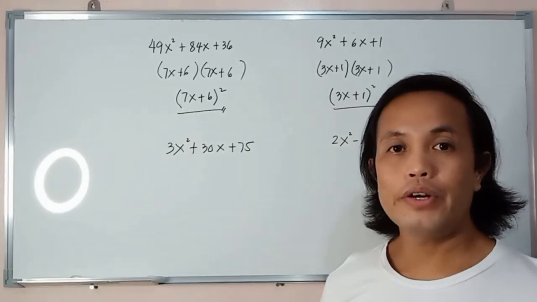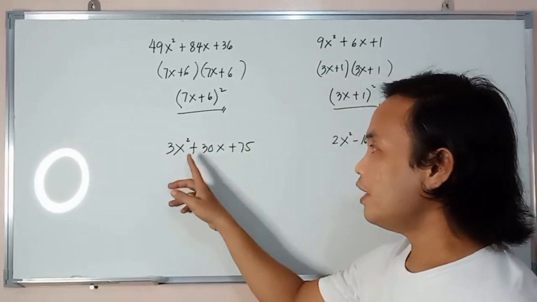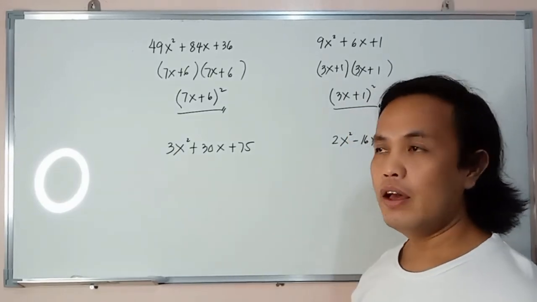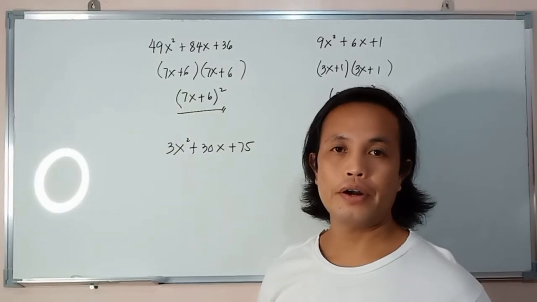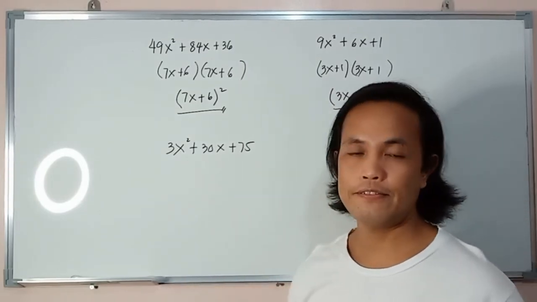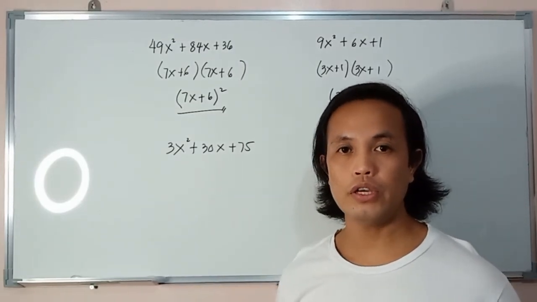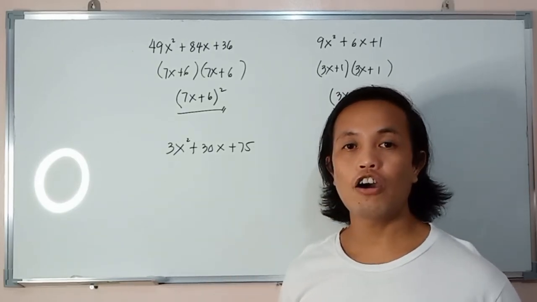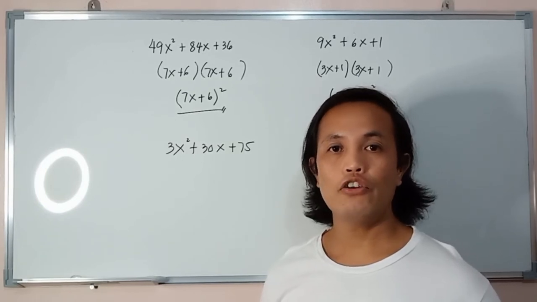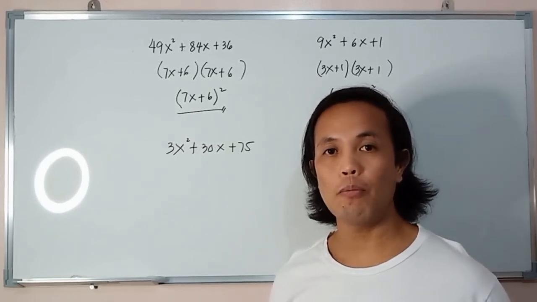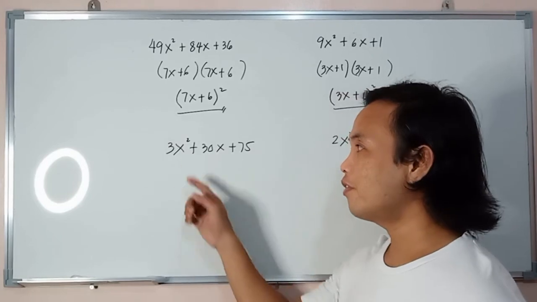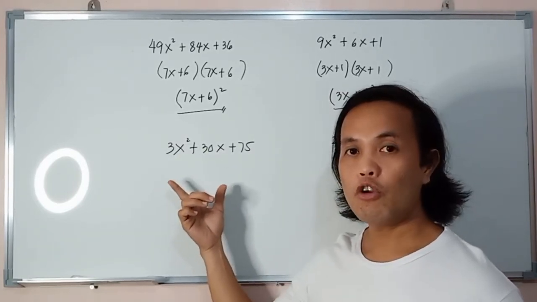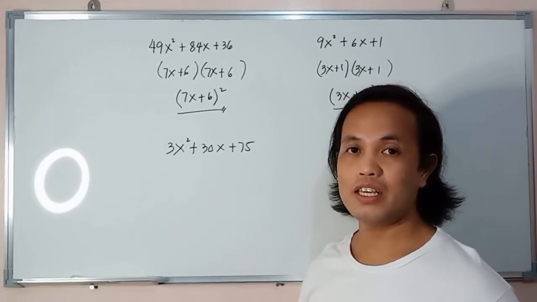Now this time, our next example is given 3x squared plus 30x plus 75. Now as you can see, 3 is not a perfect square number. The same also with 75. So what we are going to do is to check in all of its terms if there is a common monomial factor. I already have a video about factoring common monomial factor. So we have here 3, 30, and 75. It is very clear that our common monomial factor from these three terms is 3.